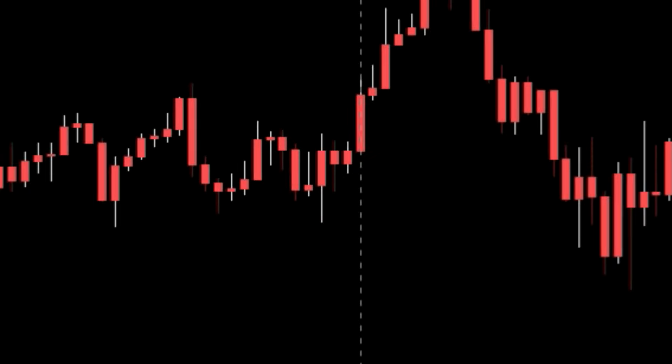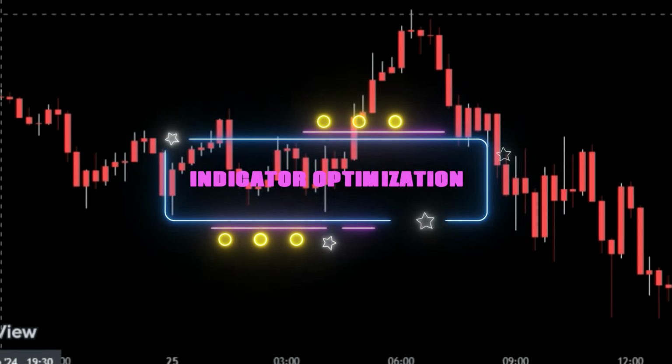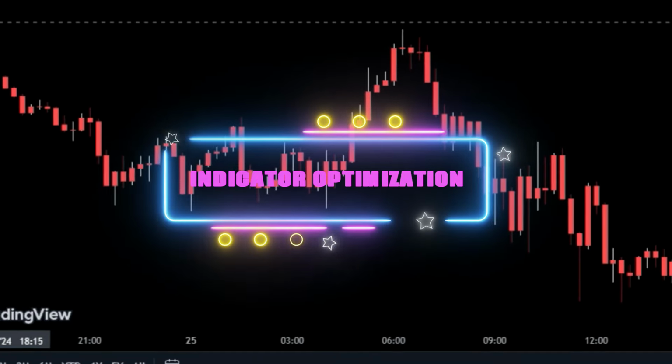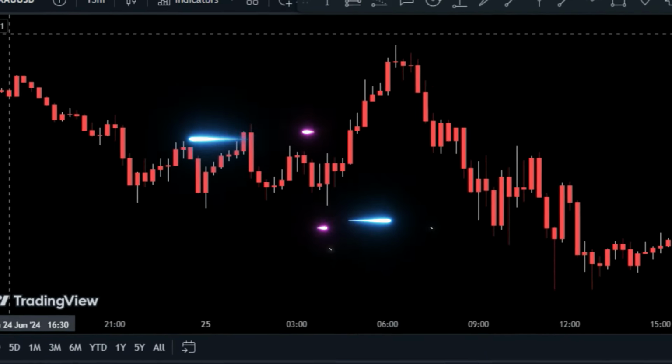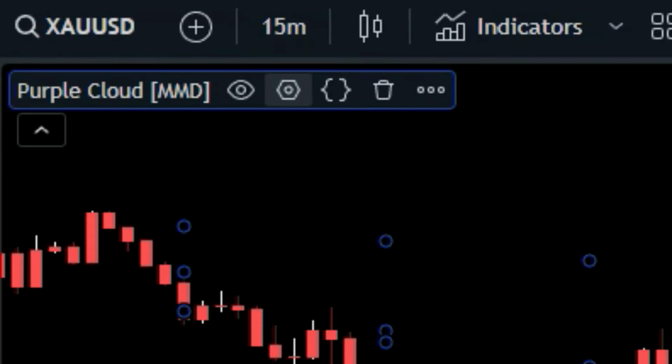Before we hit the ground running, there's one more thing we've got to do. We need to fine-tune the purple cloud indicator settings to make sure it's in perfect harmony with our trading style. Just give that gear icon a quick click and we'll dive right in together.